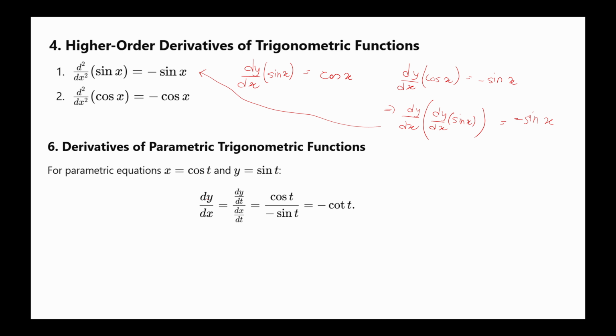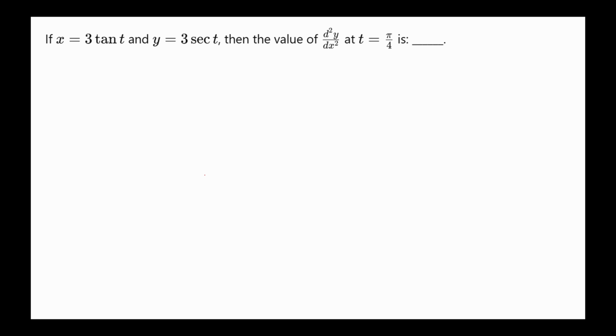Parametric equations. Let's say you have dy by dx, you can write it as dy by dt upon dx by dt. Simply differentiate y in terms of t, x in terms of t, and then divide them. You are going to get your answer. Let us solve this question based on parametric equations, then it would become fairly clear what we are trying to find out. Let's say x is equal to 3 tan t and y is equal to 3 sec t, then find the value of d2y by dx square.